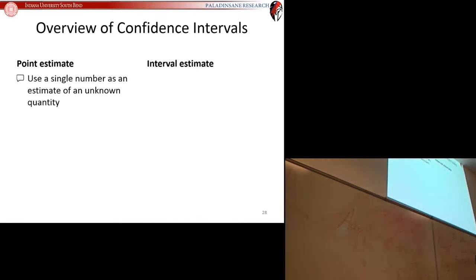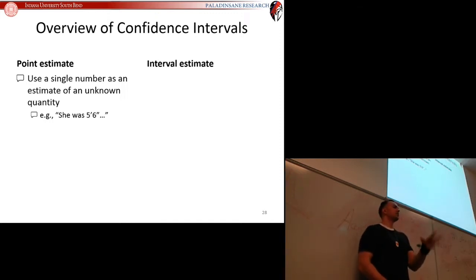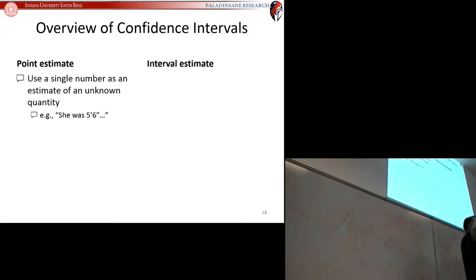You've been using these in your life before. A point estimate is a single number that acts as an estimate for an unknown quantity. For example, if somebody asks you how tall your friend is, you might say, she was 5'6". That is a point estimate. It's one number, one estimate. 5'6" is your estimate for how tall your friend is.